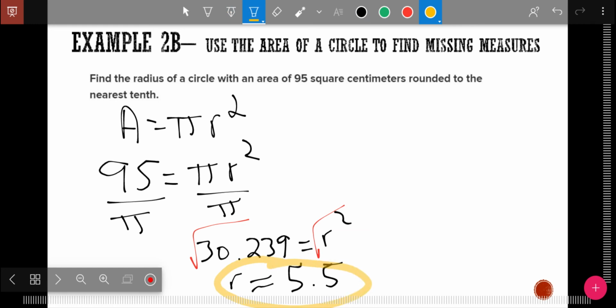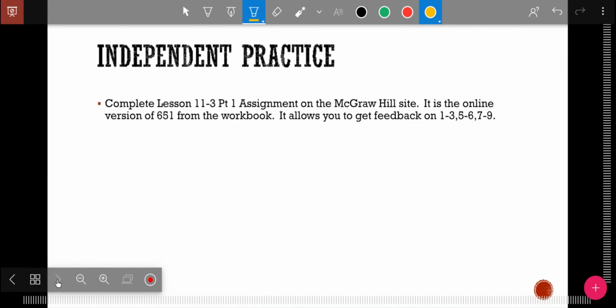So again, you just divide by pi and then square root. This one asked for the radius, so that is the radius. We're done. Tried to be succinct here. No, it's not easy, guys.